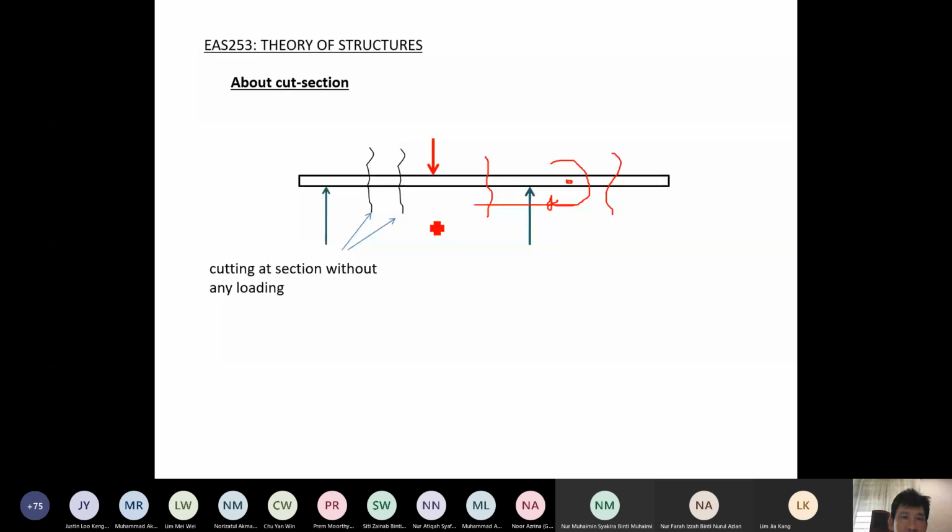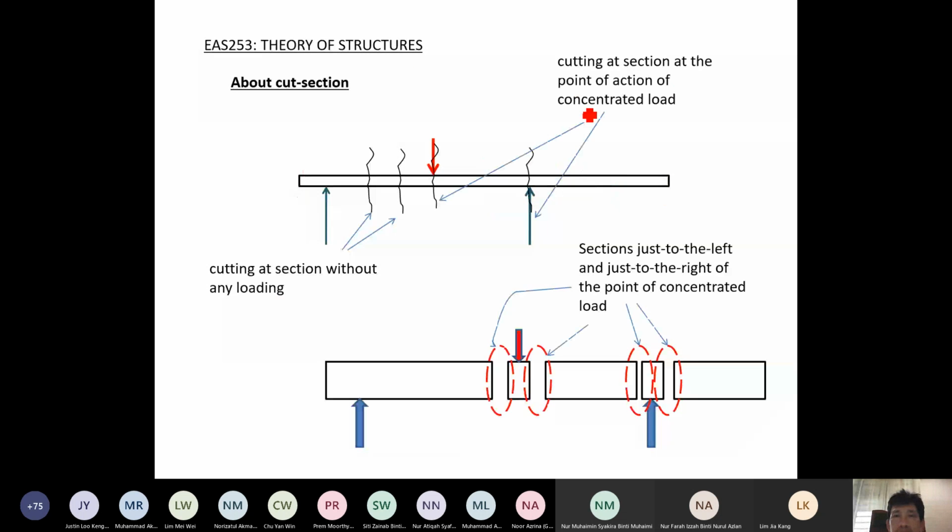And also sometimes you need to cut close to the free end here, cut here and cut here. So what is the difference between cut sections at these different locations? Cutting at a section without any loading, and cutting at sections at the point of action of a concentrated load. When we are looking at this, there is no problem. We just cut through the sections because there is no loading here. The issue is that you need to be aware of when you have a loading here.